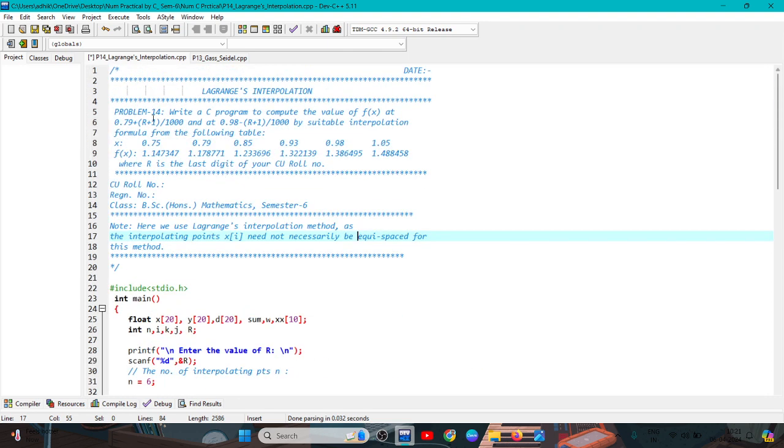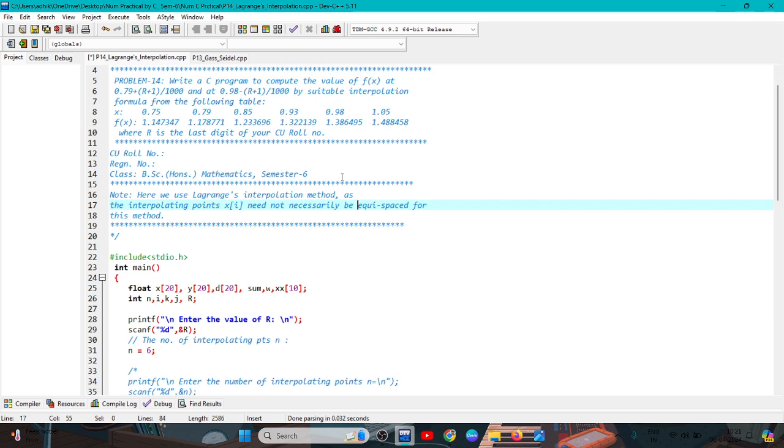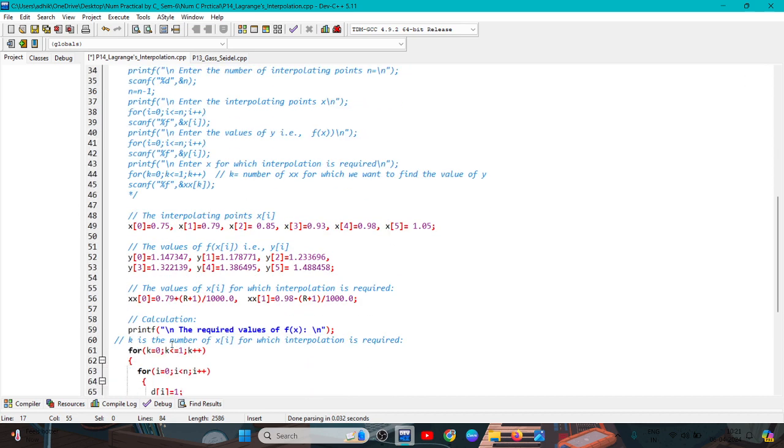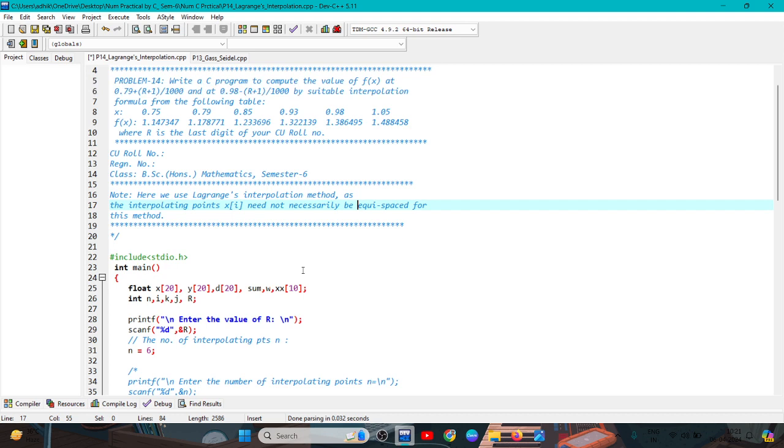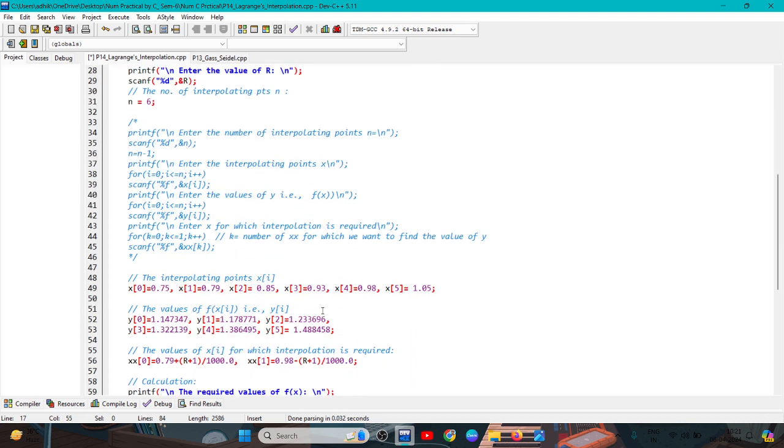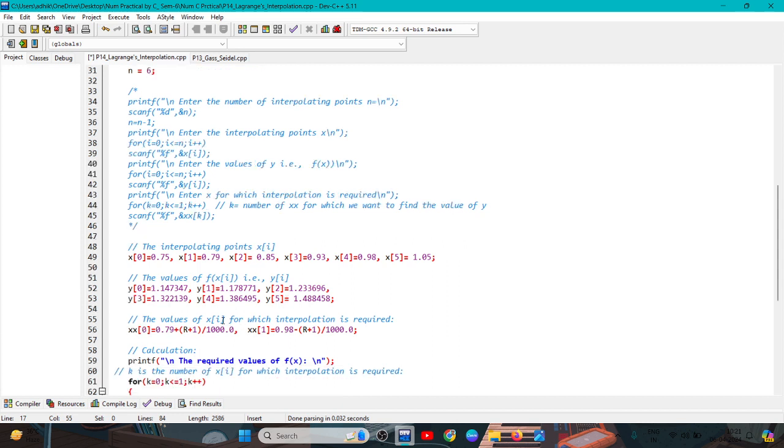Now here the interpolating points are x0, x1, x2, x3, x4, x5. So the number of interpolating points is 6. So put n equal to 6. The interpolating points xi are x0, x1, x2, x3, x4, and x5, and the values of f(xi), that is yi, are y0, y1, y2, y3, y4, y5, according to our problem. We write this here, and the values of x for which the interpolation is required.